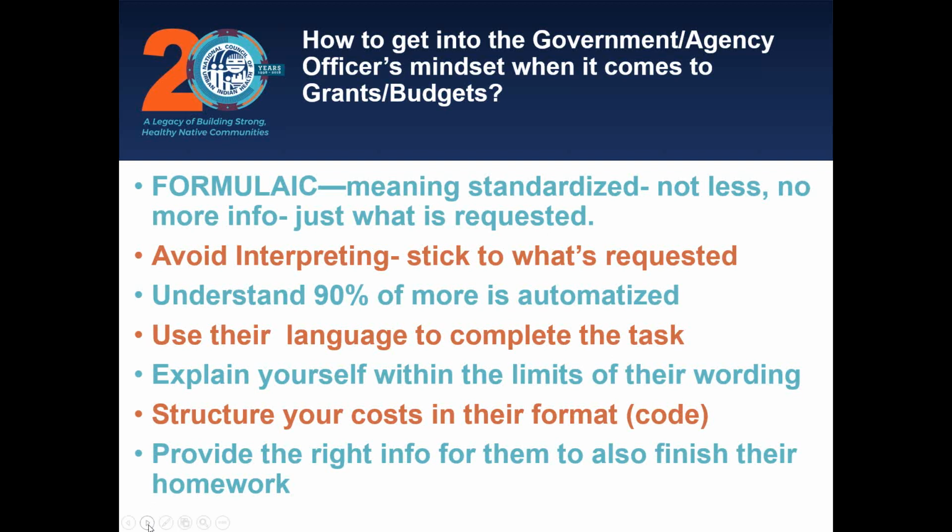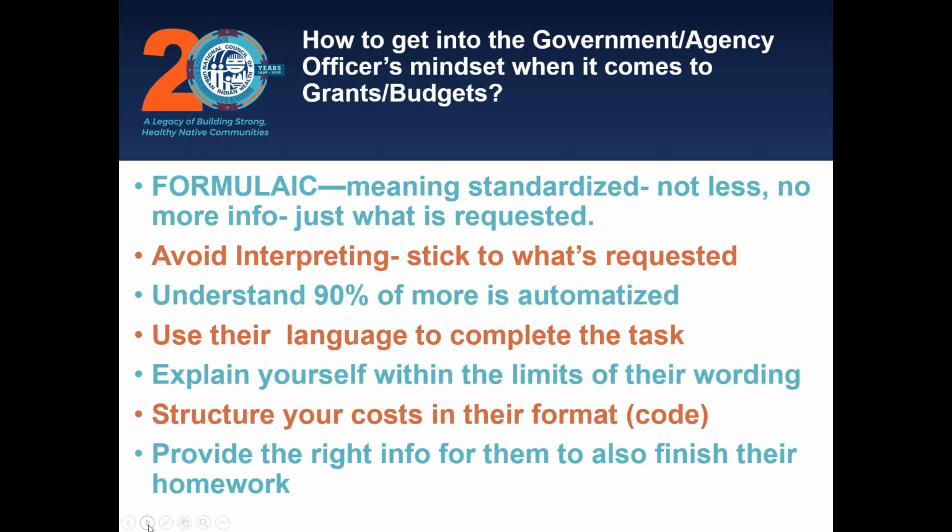So how to get into their mind? It is rather formulaic, as I mentioned, meaning it's very standardized. You do not have to provide more information, no less information, just what is requested. I know this can be confusing, but in the RFA, it's so specific that they will let you know how they want things to be completed. Also, and this is just sharing my experience, avoid interpreting.